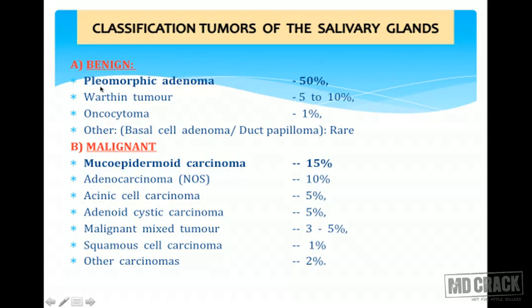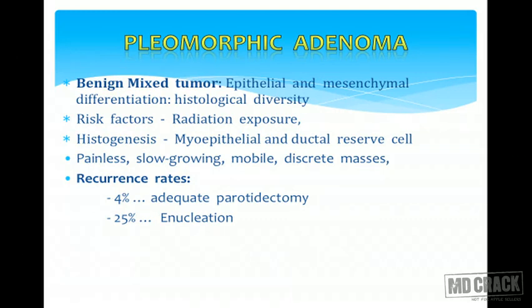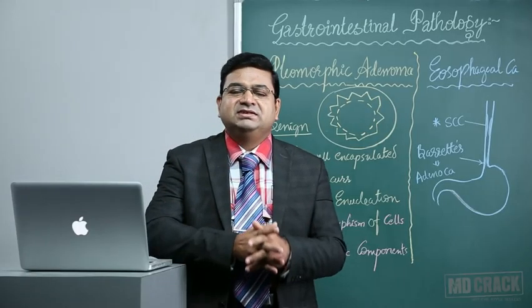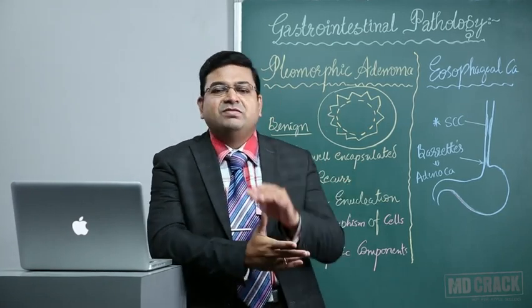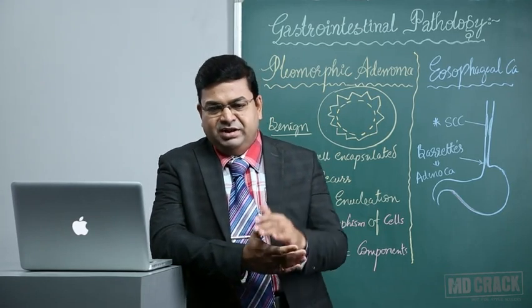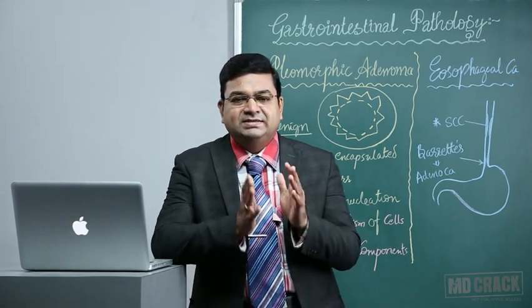So there is one entity you have to remember. Pleomorphic adenoma can rarely turn malignant. Then we call it carcinoma ex pleomorphic adenoma, or you can call it a malignant mixed tumor. I will tell more about pleomorphic adenoma of the salivary gland. Remember, pleomorphic adenoma is a common word which is used even for soft tissues. There is even pleomorphic adenoma of soft tissue. But what I am telling about is the pleomorphic adenoma of the salivary gland.